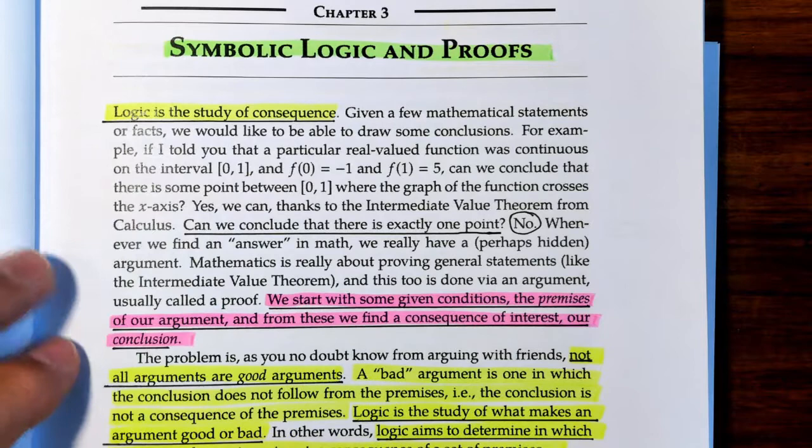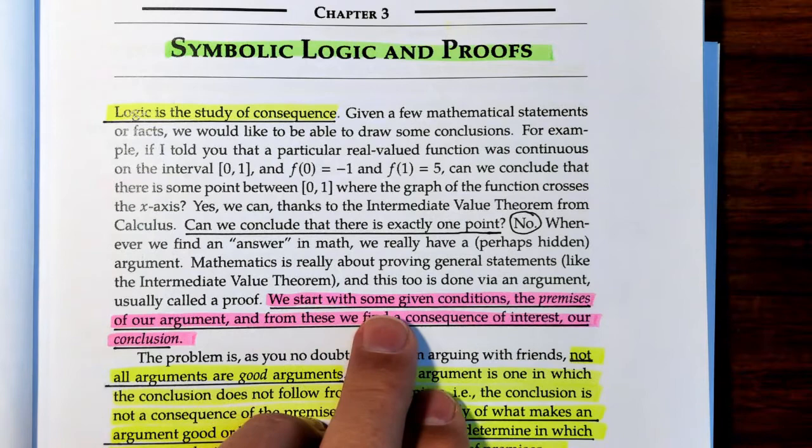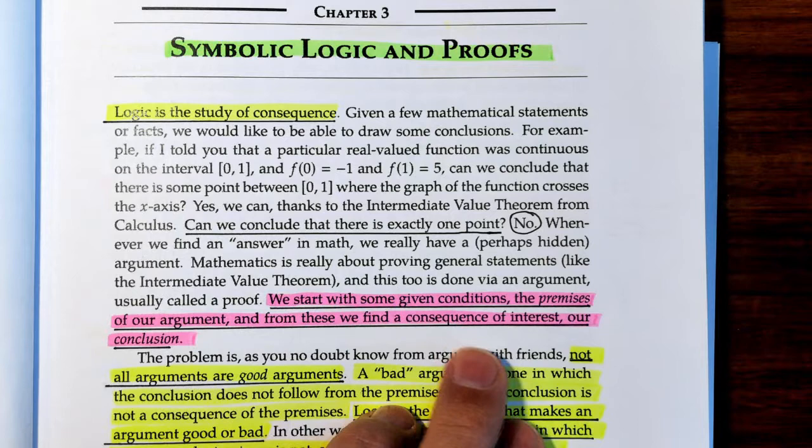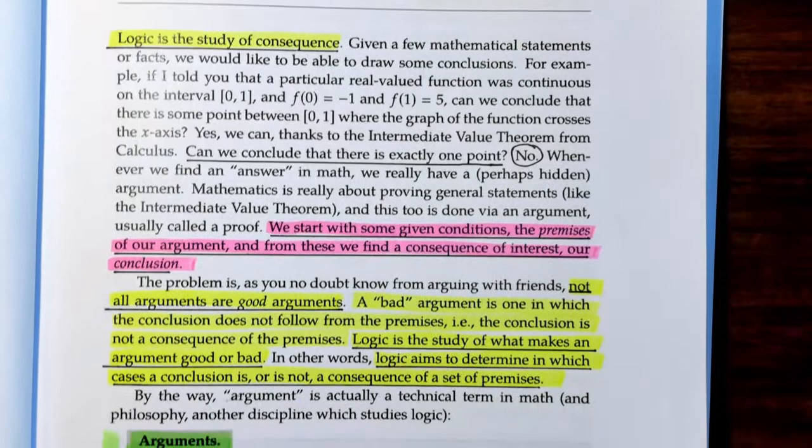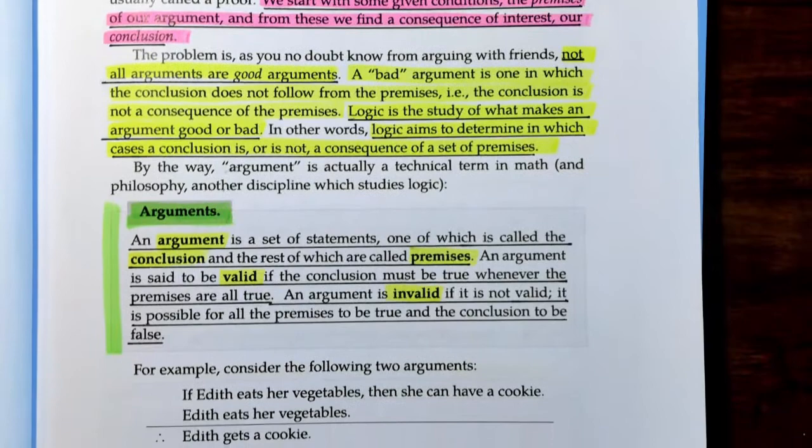So what is it? Well, we start with some given conditions which we call the premises of our argument, and from these we find a consequence of interest which we'll call our conclusion. He then talks about what is good and bad arguments and what they mean. So I want to go straight to the definition.